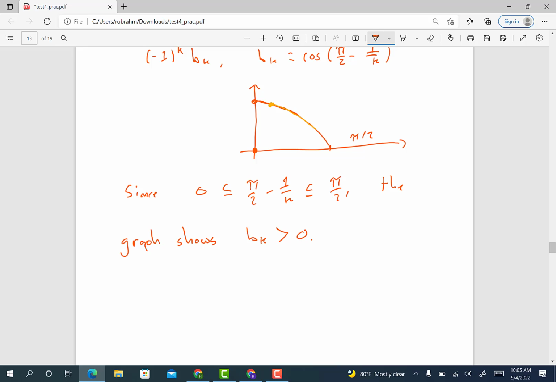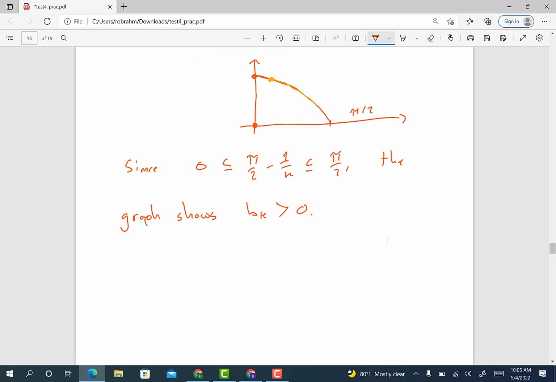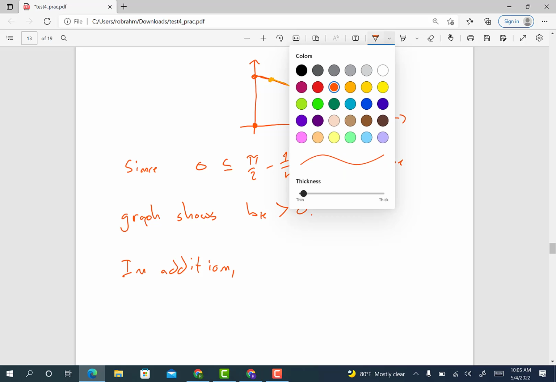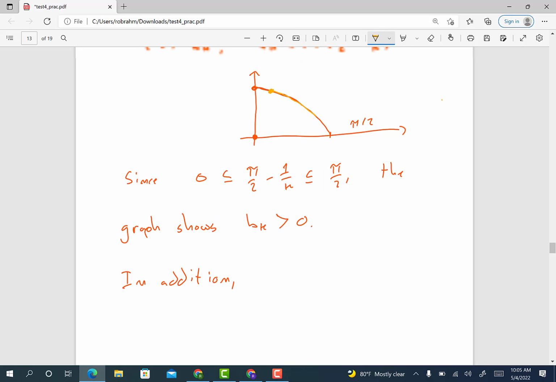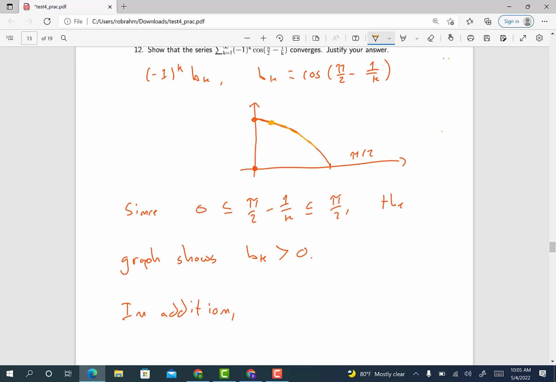Okay, so we know this is an alternating series. Now we want to apply the alternating series test. In addition, if I look on the graph, if this is cosine of pi over 2 minus 1, as k goes to infinity, 1 over k goes to 0, and pi over 2 minus 1 over k is increasing up to pi over 2, and the graph is decreasing to 0.